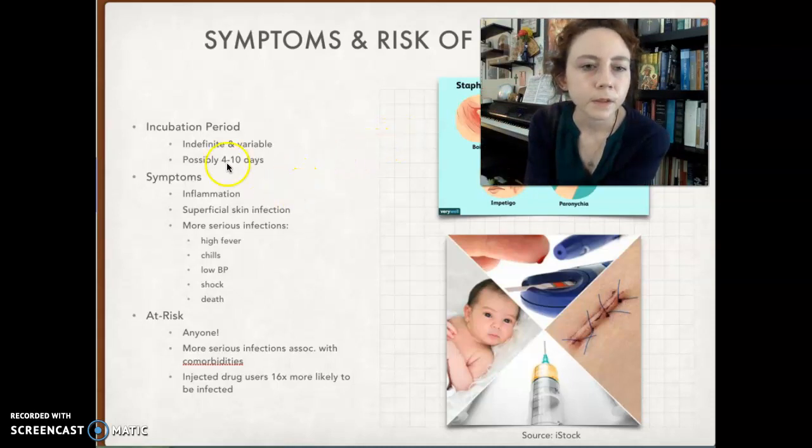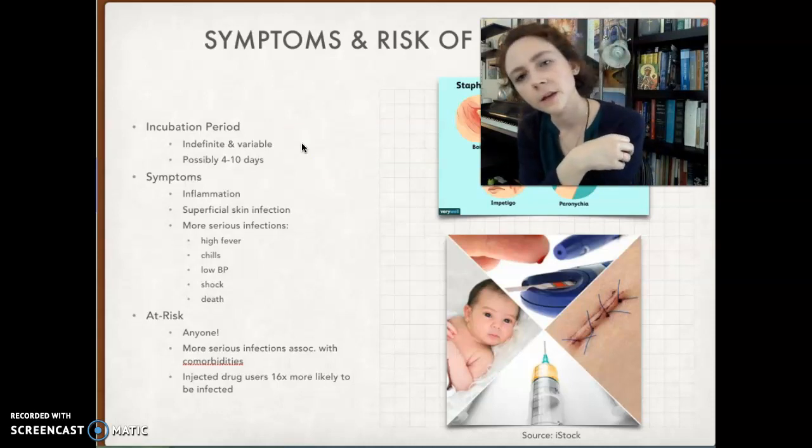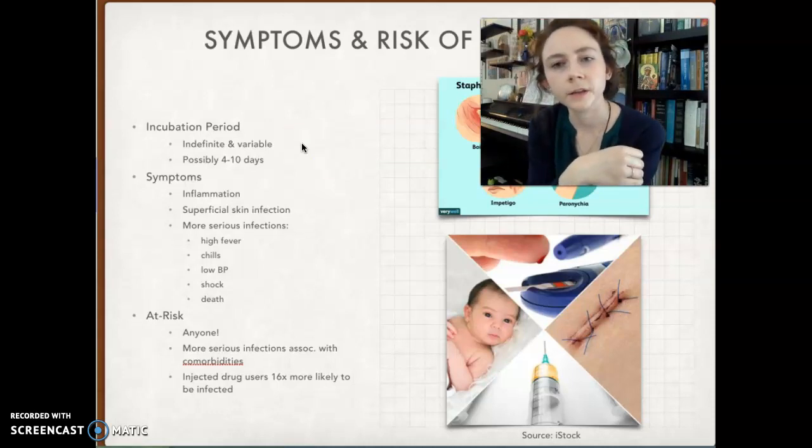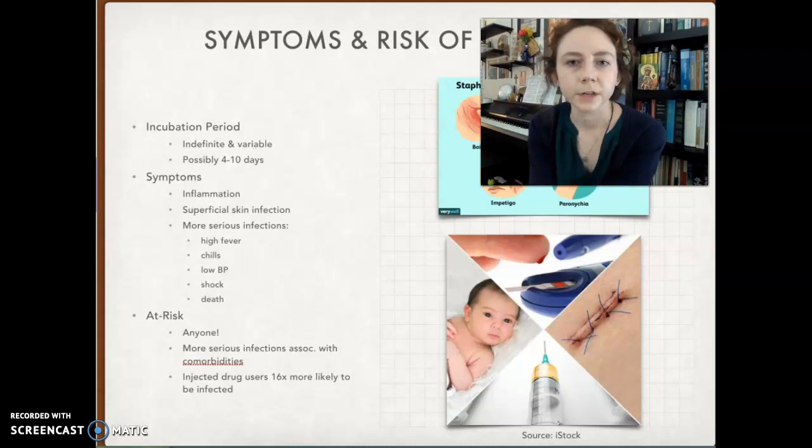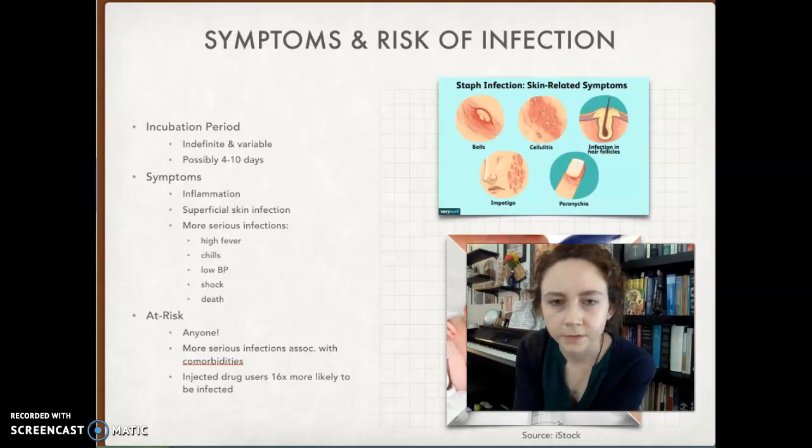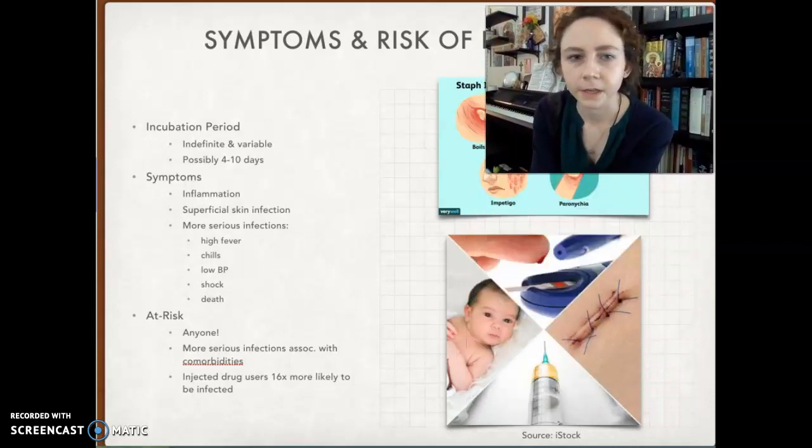And it causes, first of all, inflammation, so just your usual immune response to any sort of foreign invader. Like when you get a cut, you get the pain, swelling, heat, and redness associated. And you can see in this chart all these lovely skin problems like boils, cellulitis, and impetigo, which is kind of like the crusting of the skin. And you can even get infected hair follicles. So it's all associated with your skin.